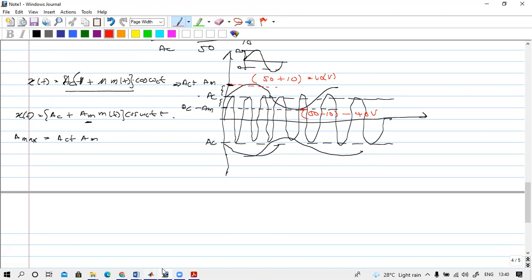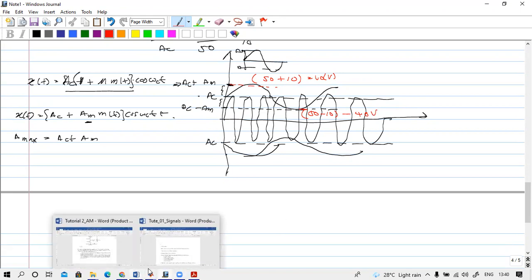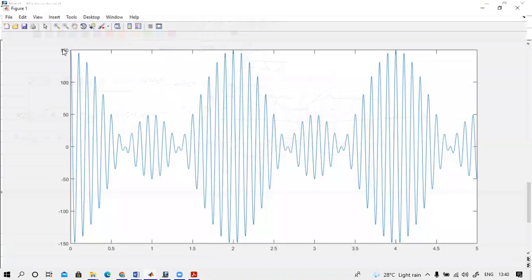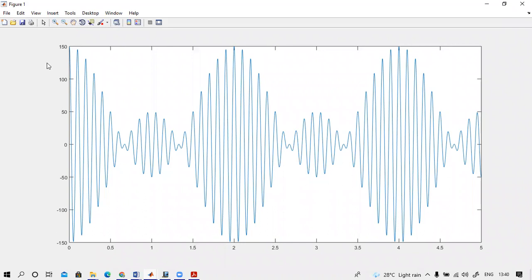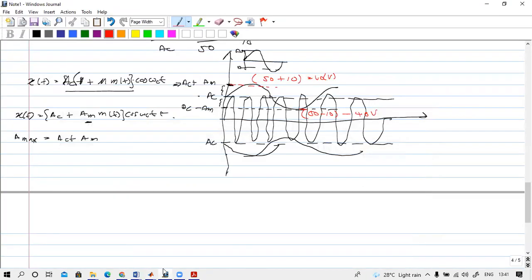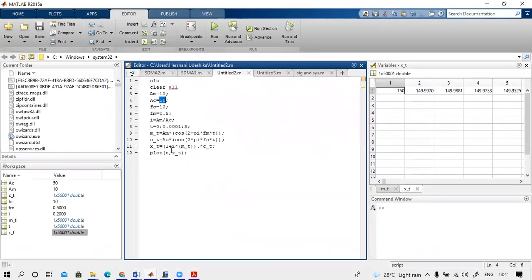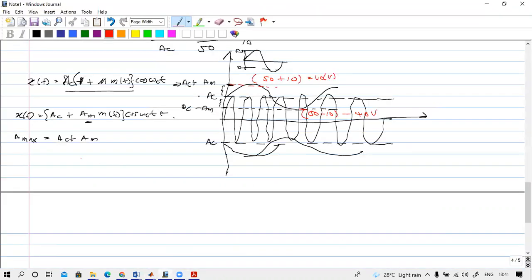So if we see this signal, what is the maximum amplitude of this modulated signal? It is about 150 volt. So what is wrong there? What is wrong with this code? So you can see that in this amplitude, we should get AC plus AM as 60, but we got AC plus AM as 150.